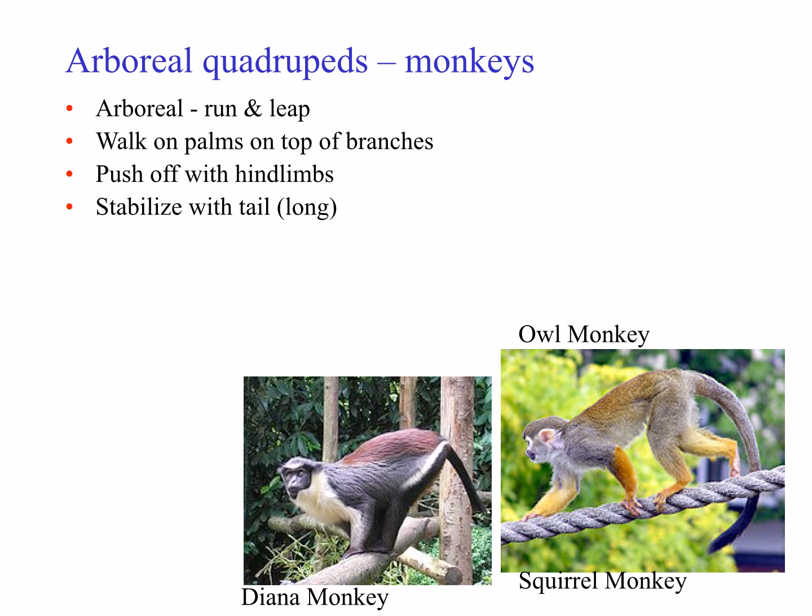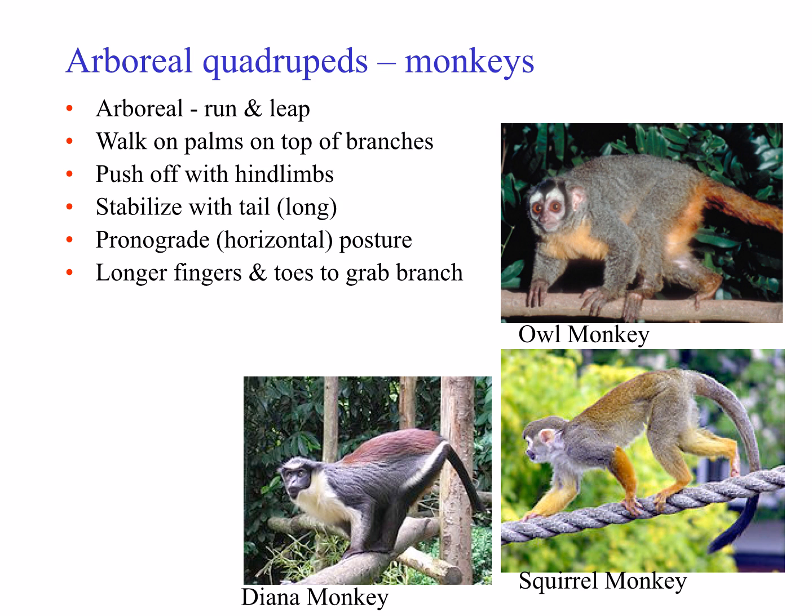They have long tails, and the reason for this is for balance. It is necessary for animals that are balancing themselves in trees to have long tails to keep that balance. They have pronograde posture, which means horizontal posture to the ground. Long fingers and toes to grab onto branches.